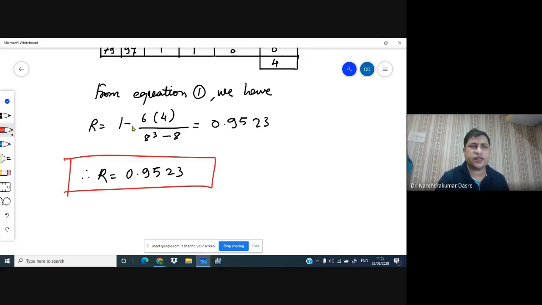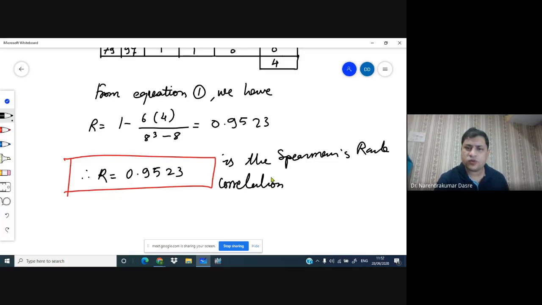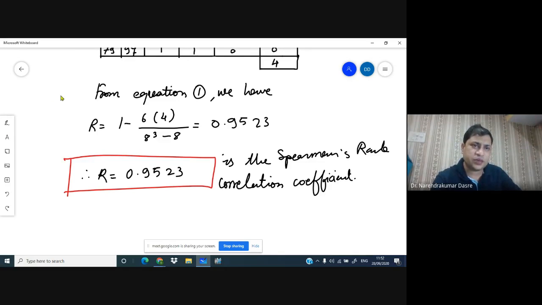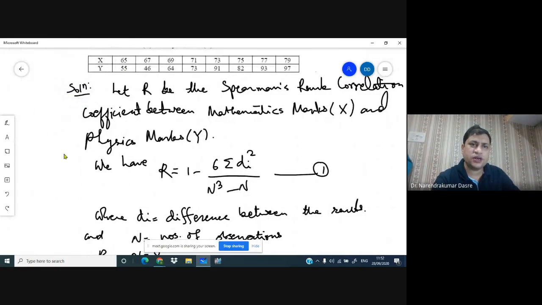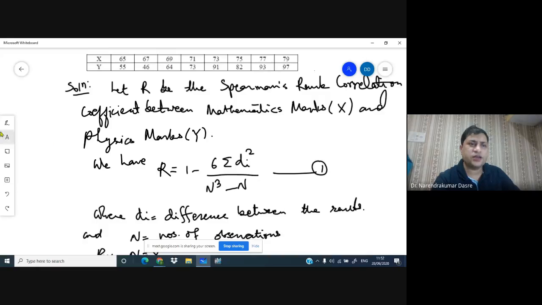Okay, so what we can say is the Spearman's rank correlation coefficient. This is the correlation coefficient between the marks of mathematics and the marks of physics. So that's what our target was. We have to find the rank correlation coefficient between the marks of mathematics and the marks of physics.